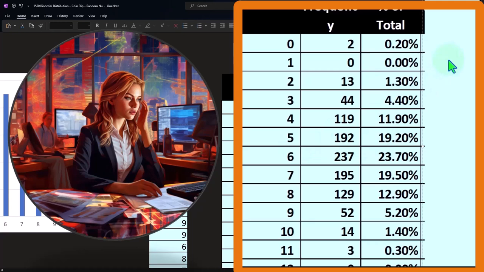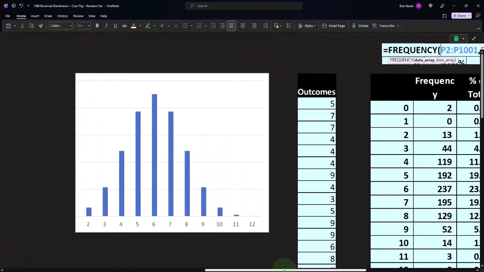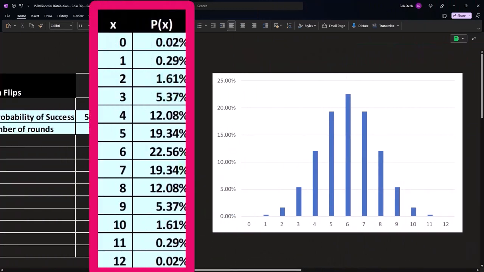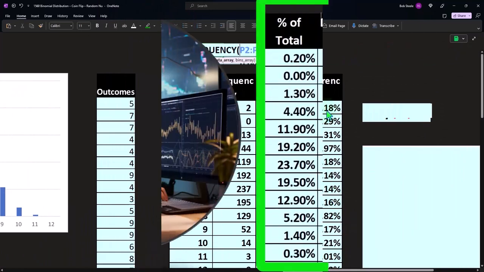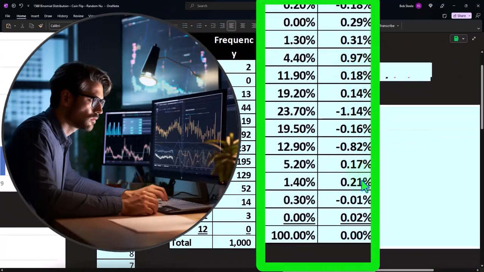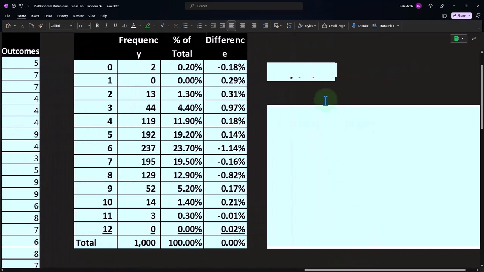If we compare the two, I'm subtracting this number from what we got over here to see how closely it lines up to a binomial distribution. And we can see it's not perfect, but it looks pretty close to the binomial distribution, as we would basically expect.